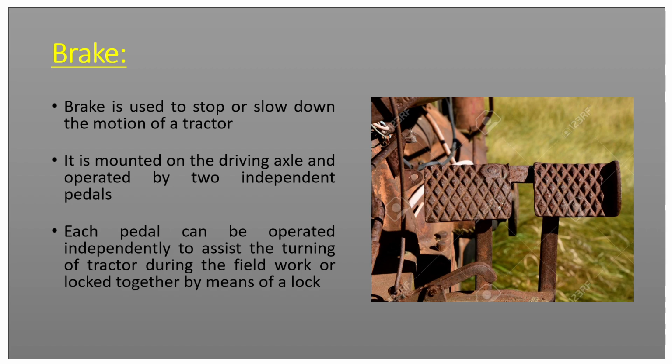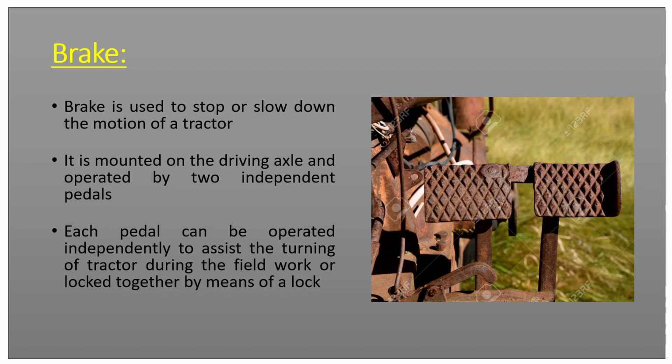In a tractor, we have separate brakes for the left and right driving wheels. The brake is provided for the driving wheels. In the case of a tractor, the driving wheels are the rear wheels, because power is given only to the rear wheels. If the front wheel is not getting any power, it is a dead axle. The front axle is a dead axle, whereas the rear axle is a live axle because it is getting power.